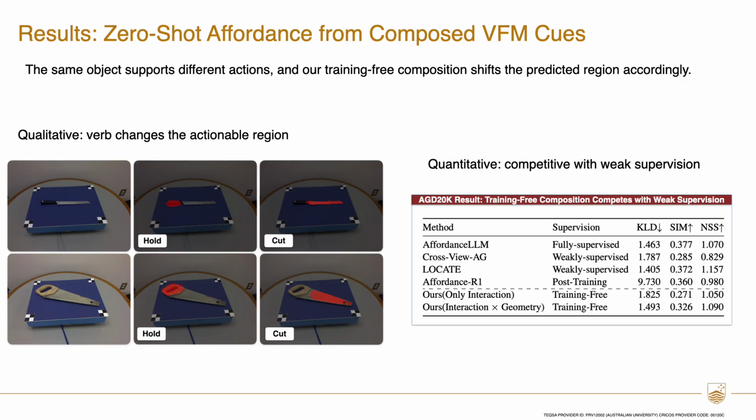The takeaway is pre-trained VFMs contain imperfect but useful affordance cues. Geometry tells where action can be supported. Interaction tells how action engages with the object. By composing them, we can bridge visual understanding to affordance reasoning.